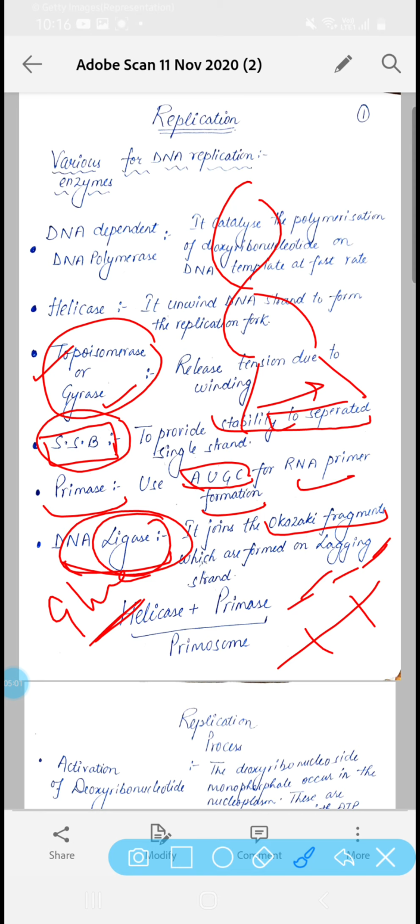ligase. One more important thing, this also comes in NEET: what is the primosome? The helicase enzyme was unwinding the DNA strand, and the primase enzyme is providing the RNA primer formation.